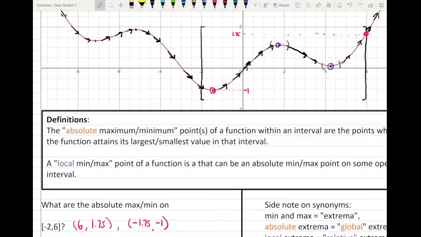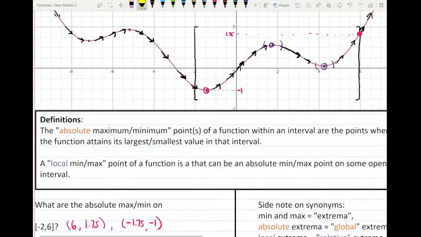Now a local minimum or maximum point of a function is a point that can be an absolute minimum or maximum if you look at a small enough open interval. So, intuitively speaking, once you narrow your field of view small enough, the point you're looking at becomes the highest or lowest point around.